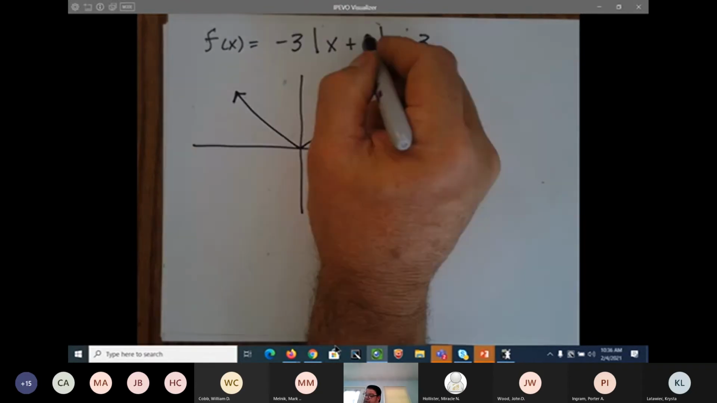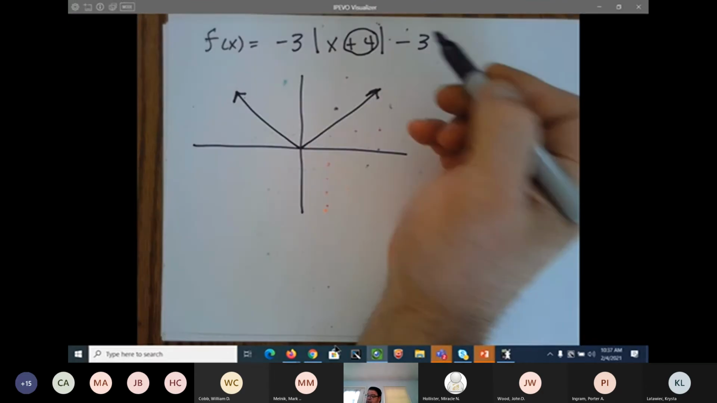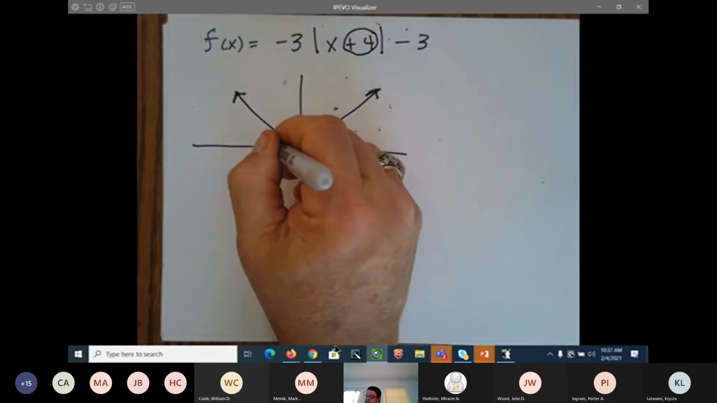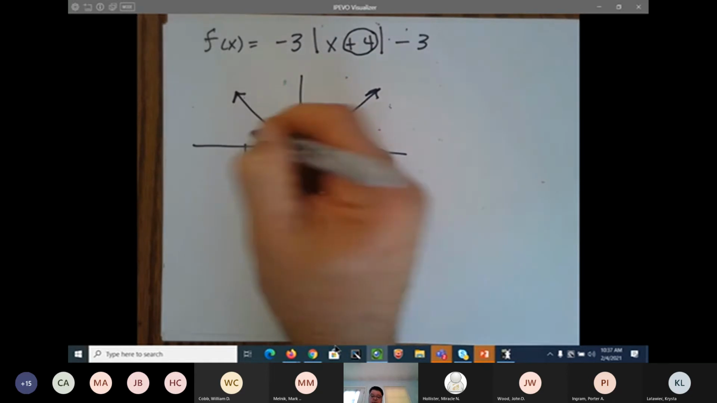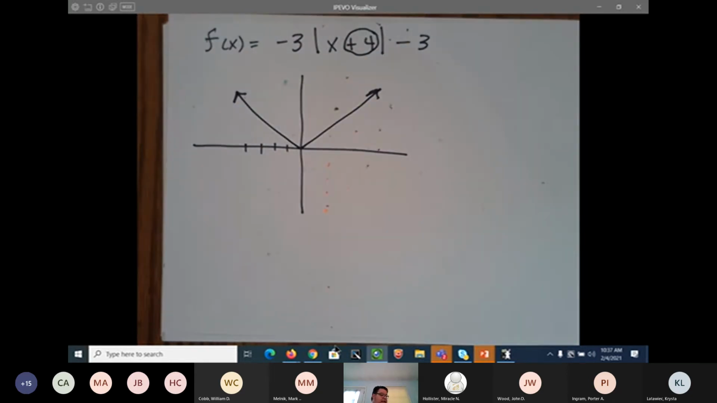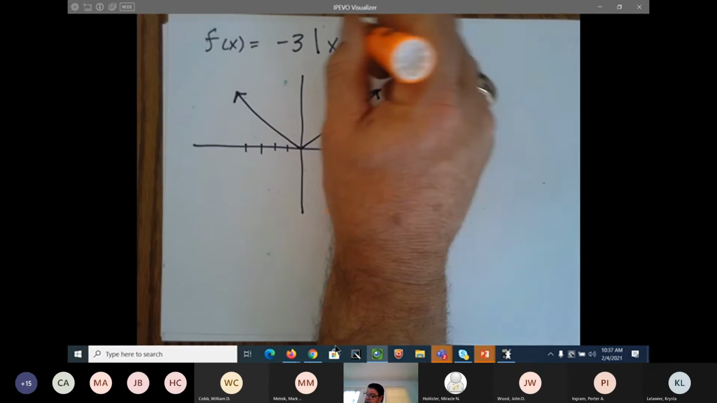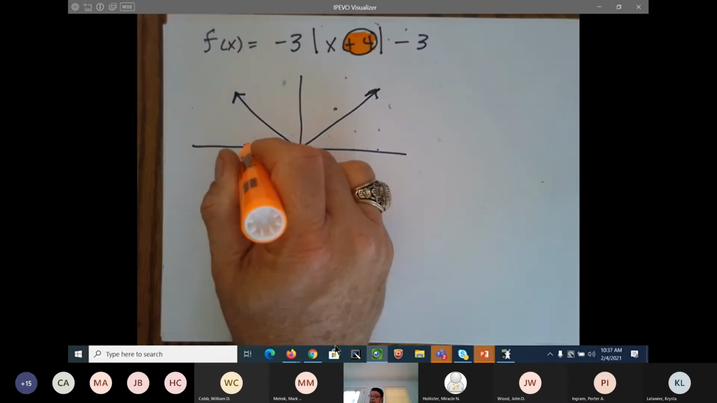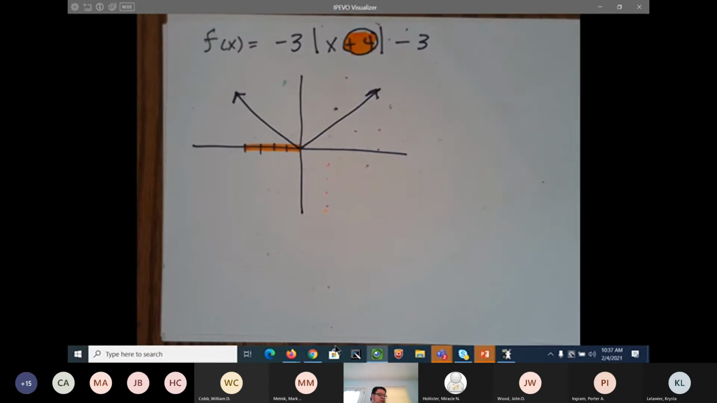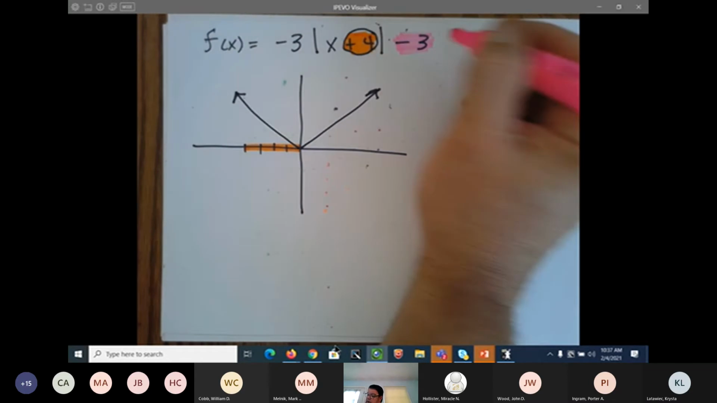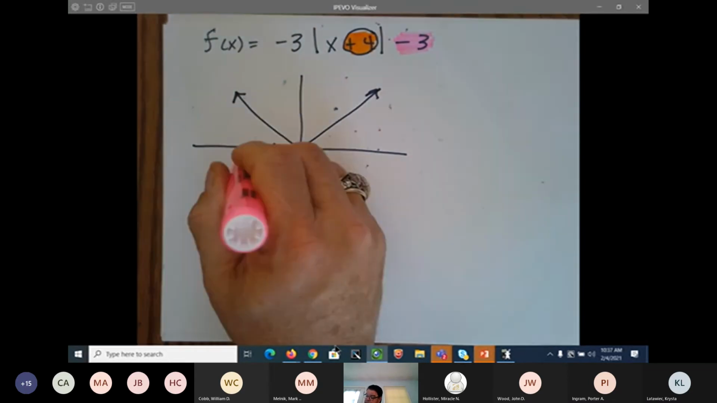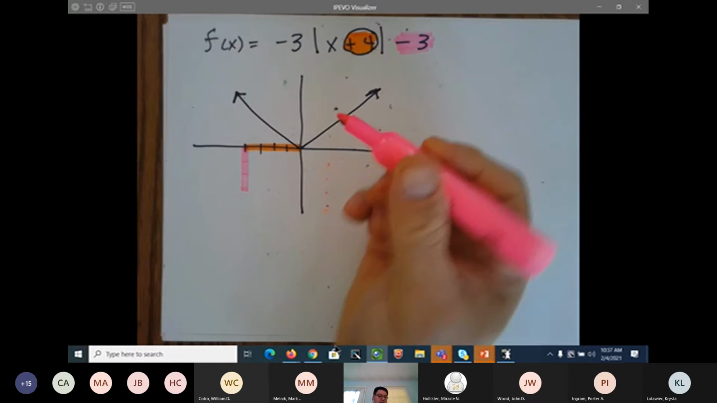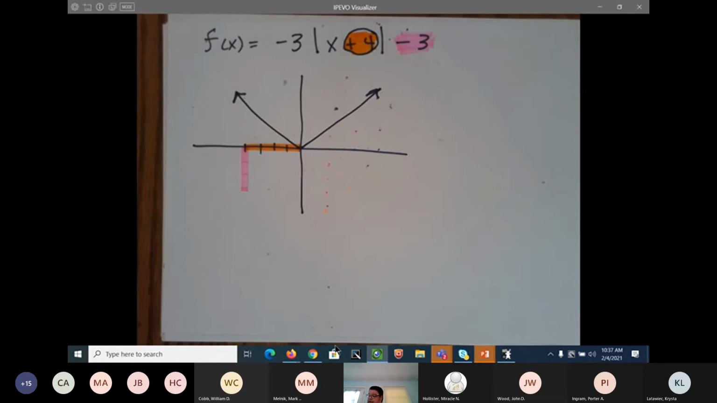What does that positive 4 say? Well, that means 4 to the left. 1, 2, 3, 4. And I'm going to highlight that orange. I don't have to do this, y'all. You know this. I don't have to color things for y'all. And that is 4 to the left. And pink means 3 down. 1, 2, 3. 3 down. And that's our new vertex.